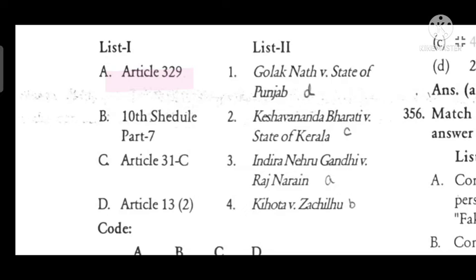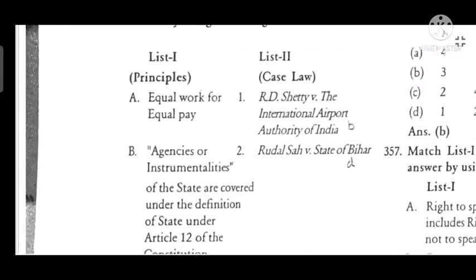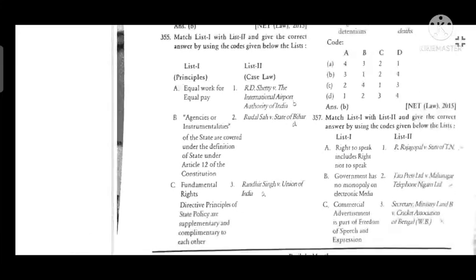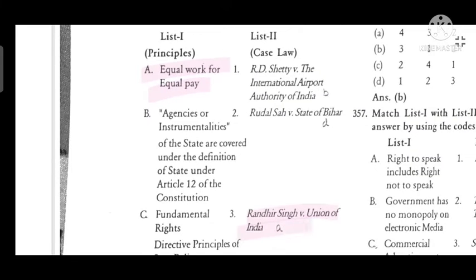Article 329. Indira Nehru Gandhi versus Raj Narain. 10th Schedule, Part 7. Kesavananda Bharti versus State of Kerala, Article 31. Article 13(2). Golaknath versus State of Punjab. Equal work for equal pay. Randhir Singh versus Union of India.